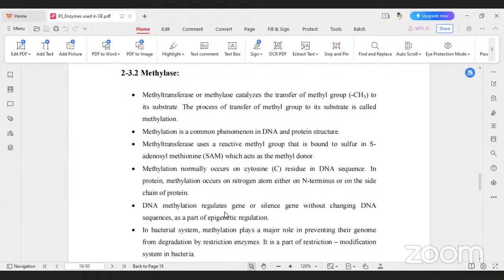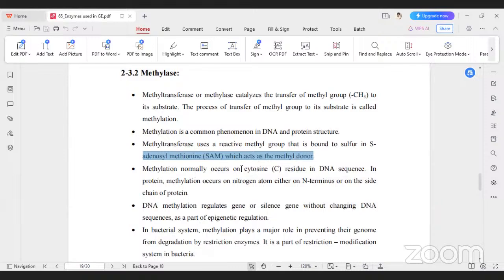Next, methylase. Another enzyme, methylase. Methyltransferase or methylase catalyzes the transfer of a methyl group, already discussed also, to the substrate. The process of transferring a methyl group to its substrate is called methylation. Simple. Methylation is a common phenomenon in DNA and protein structure. The methyltransferase uses a reactive methyl group bound to sulfur as S-adenosyl methionine, which acts as a methyl donor.